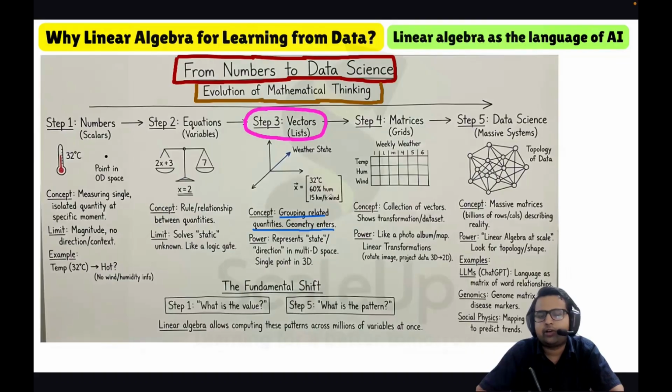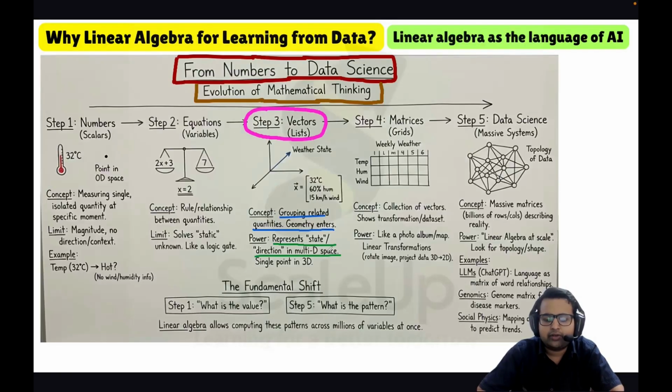Here we are talking about patterns. In a vector, we group related quantities into a single mathematical object. The benefit we get is that a vector represents state or direction in a multi-dimensional space. Vectors contain numbers, and they also represent a direction or a state in a multi-dimensional space. That's the power of a vector.